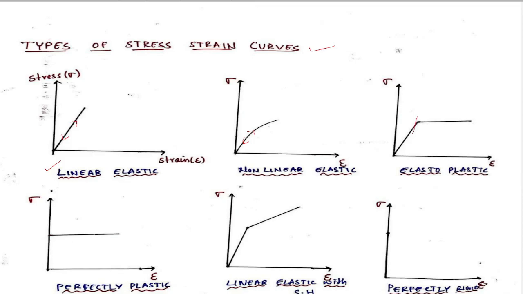And this is the perfectly plastic stress strain curve. From the start itself it is of plastic nature. This is linearly elastic with strain hardening region. Up to a certain region it is linearly elastic and after that it is a strain hardening curve. If they ask linear elastic with strain softening, the stress strain curve looks like this. And this is a perfectly rigid stress strain curve.